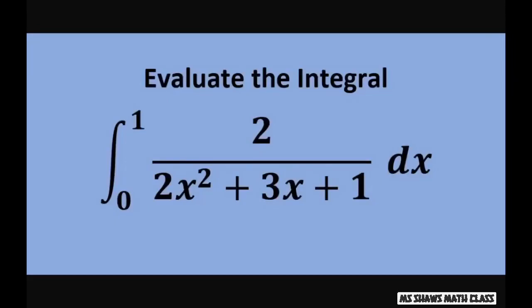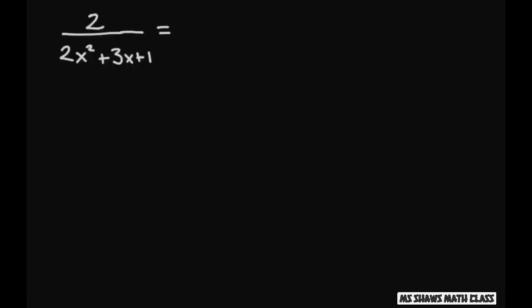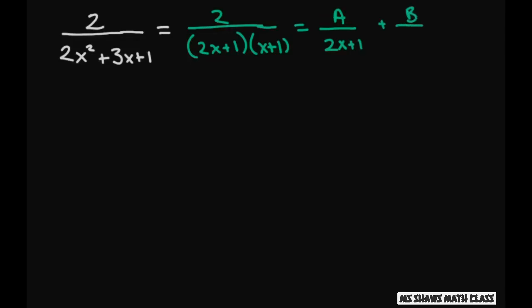Hi everyone, we're going to evaluate the definite integral given, and we're going to have to first use partial fraction decomposition. So the first thing I want to do is take my integrand and simplify it by factoring it. So I'm going to write this as 2 over, and when you factor this, it's going to be 2x plus 1 times x plus 1. Then we're going to separate this out and write this as a divided by 2x plus 1 with your linear factors plus b divided by x plus 1.